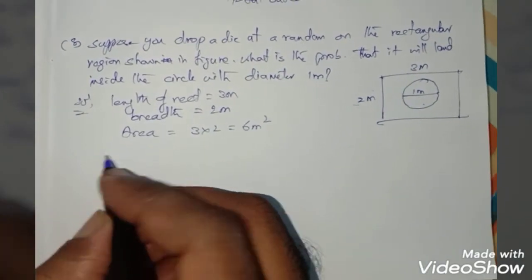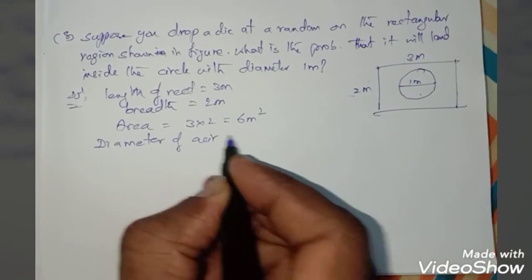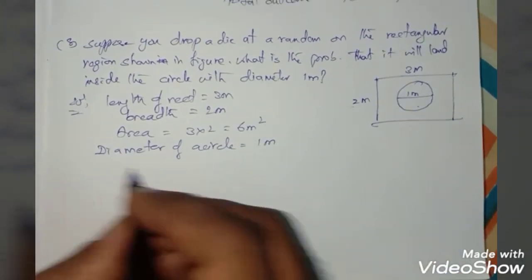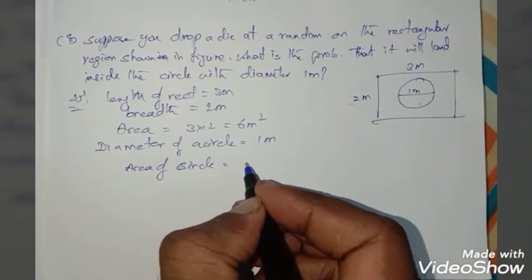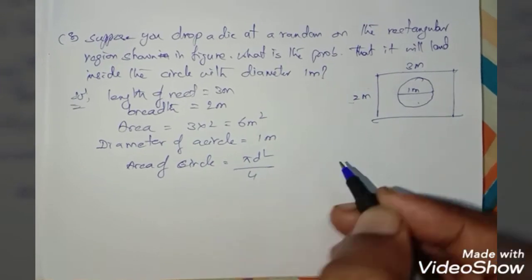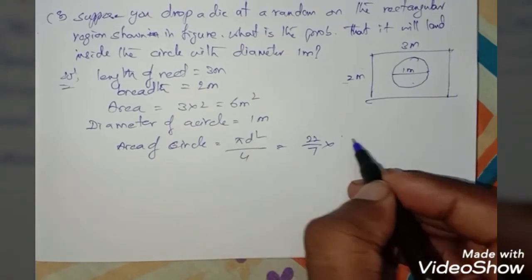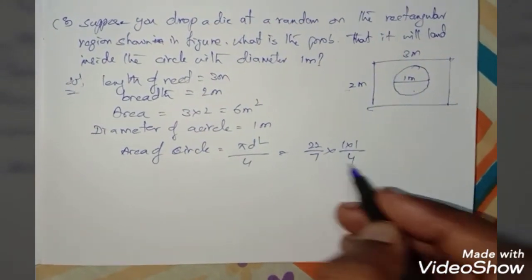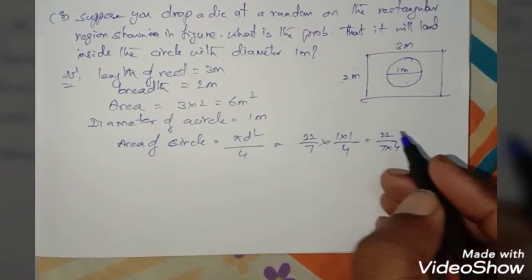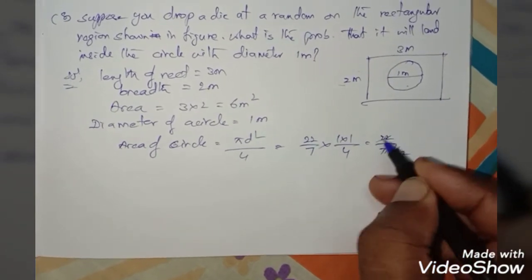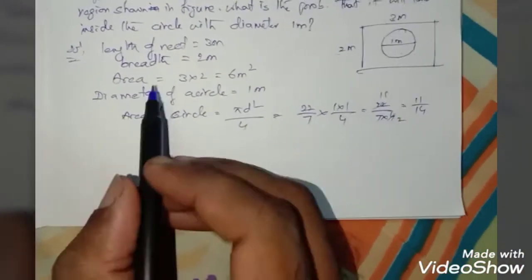Now after getting this total area, what is the diameter of the circle? So the diameter of the circle is equal to 1 meter. Now the area of a circle is nothing but pi d square by 4. Here pi is 22 by 7, into d is 1, that is 1 into 1 by 4. Now if I cancel this, you will get 22 divided by 7 into 4. So if I cancel 2 here and 11 here, you will get 11 by 14. So after getting this 11 by 14, that is the total area of the circle.